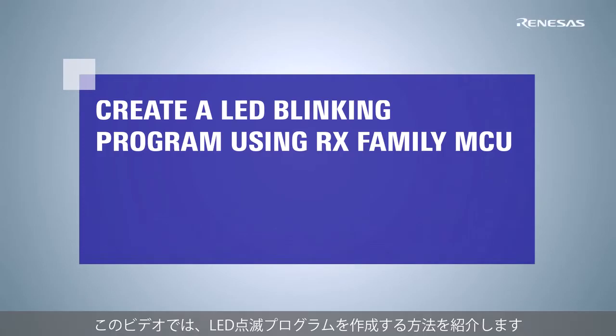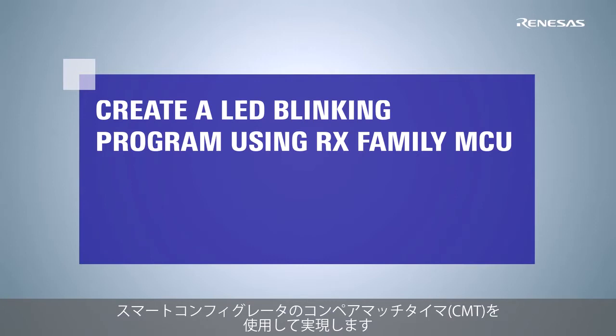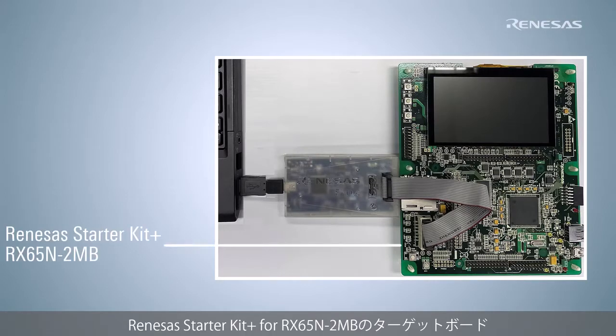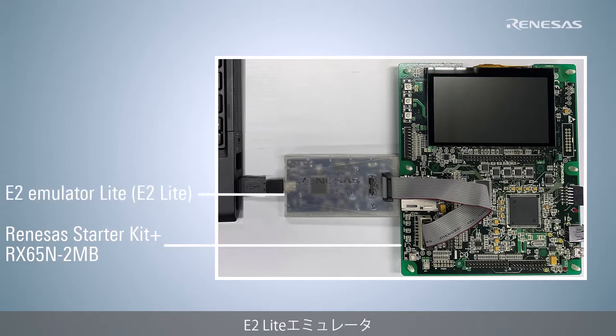This video shows how to create an LED blinking program by using the compare match timer in Smart Configurator. This demonstration used the target board Renesas Starter Kit+ for RX65N 2MB and the emulator E2 Lite. Connect the board to the computer via E2 Lite.